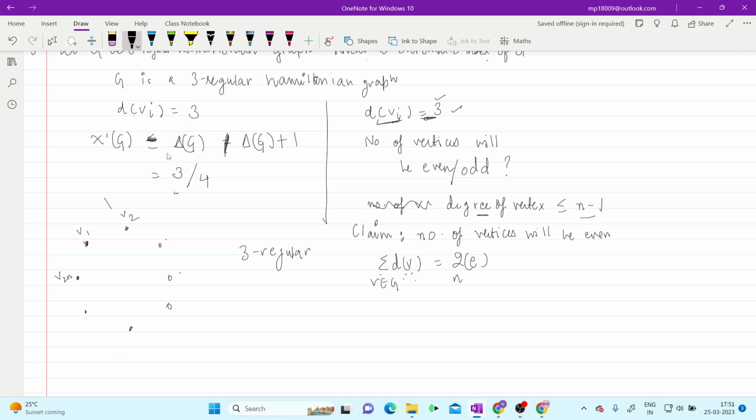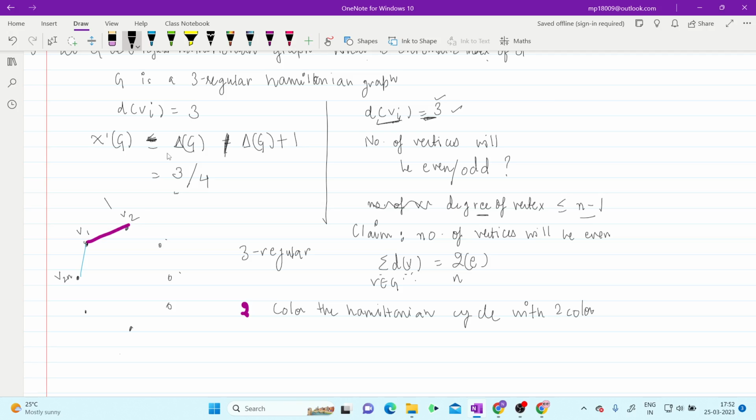So first of all, we have a Hamiltonian cycle, so we can color this cycle with 2 colors, alternating colors. So we color the Hamiltonian cycle with 2 colors. So we have used our 2 colors.